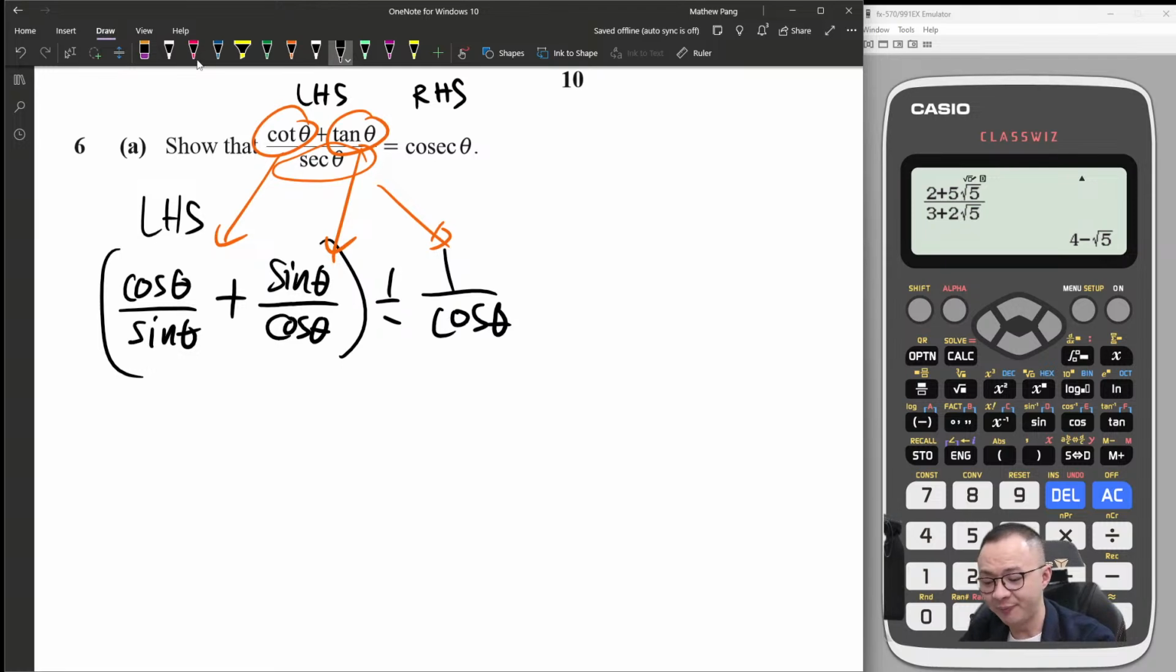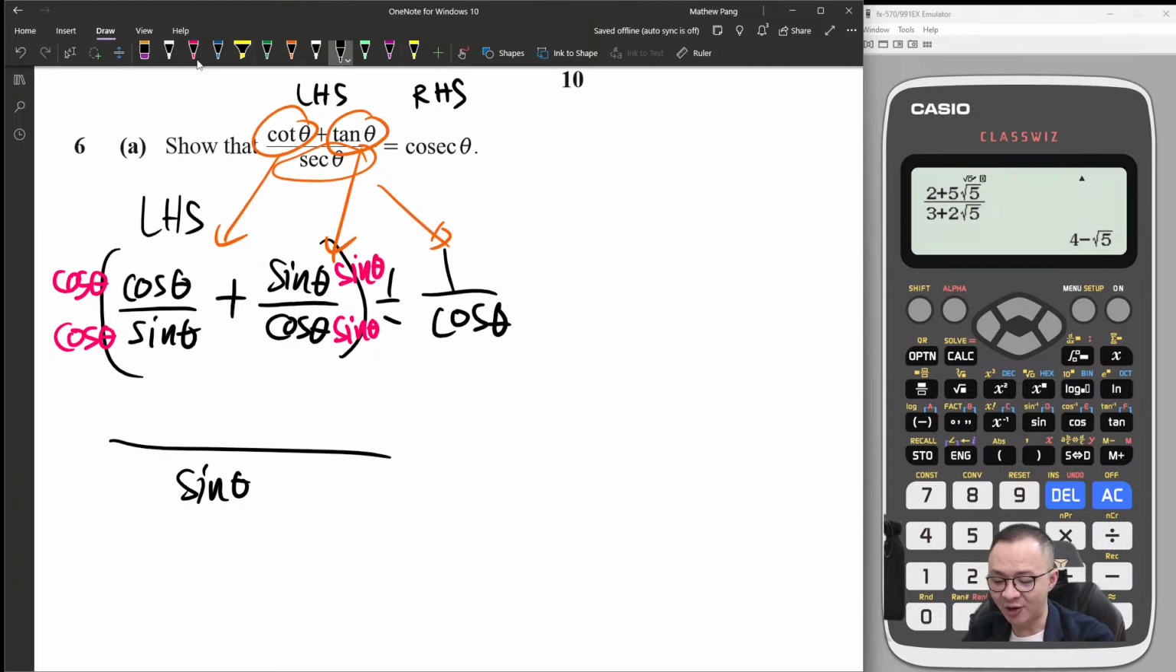Then I continue. So this one I want to make the same denominator. So here I will multiply cos. Here I will multiply sin. To make sure both of them have the same denominator. So here I have sin theta cos theta.